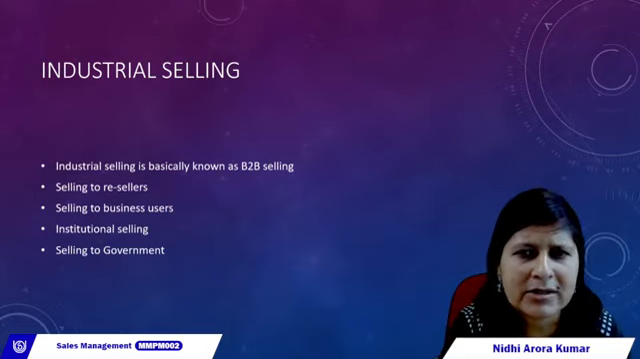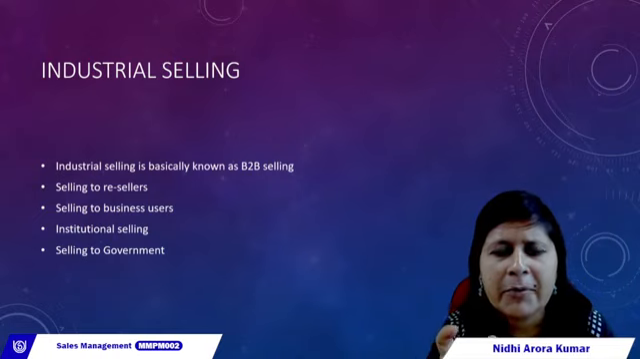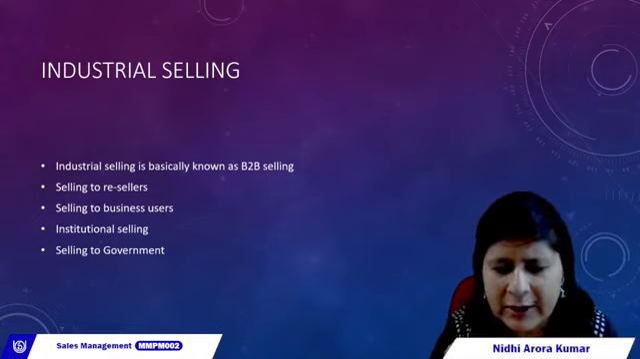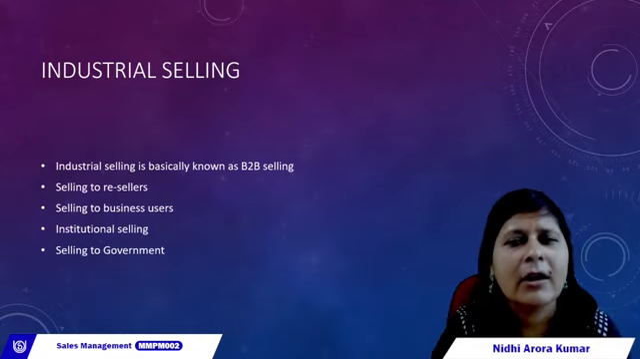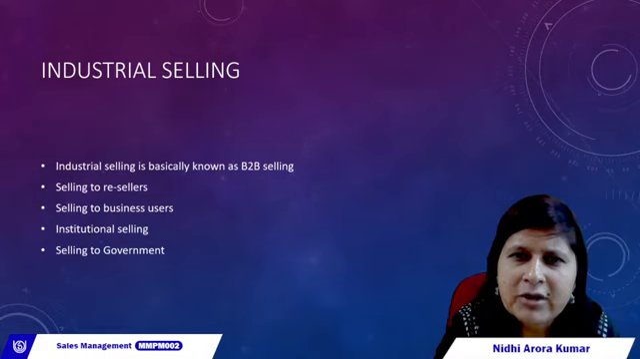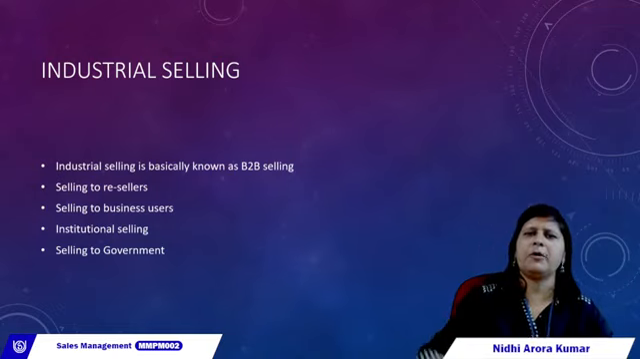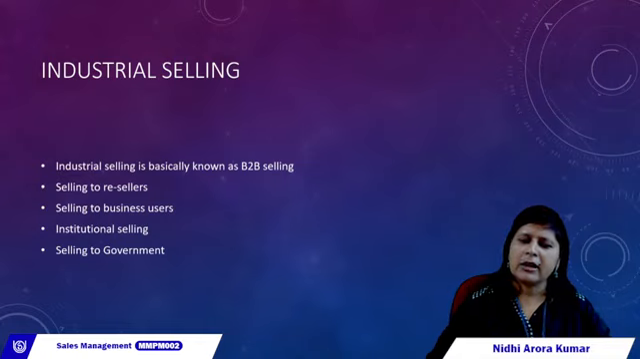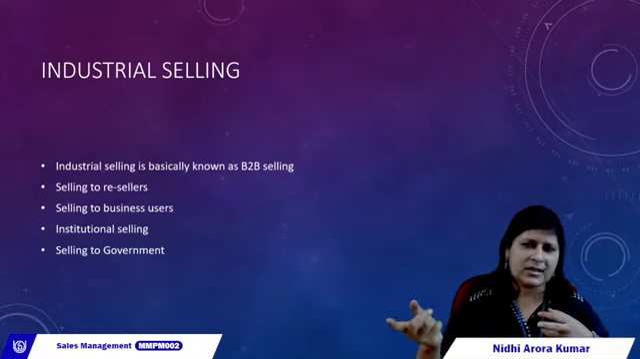You might have heard about the chassis number. There is a chassis number on each and every automobile. If a company is manufacturing the chassis plate, not the number actually, and reselling it to the automobile manufacturer, this is known as B2B selling, that is, business to business. The tire manufacturer and chassis manufacturer are in business, and they are selling their product to another business, the automobile industry. Industrial selling is basically B2B selling and it involves selling to resellers.